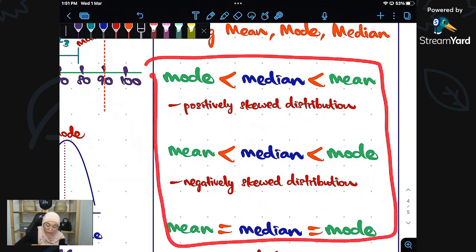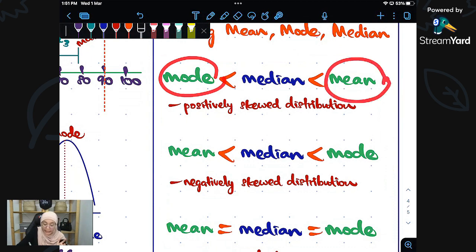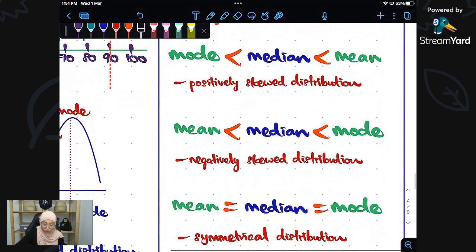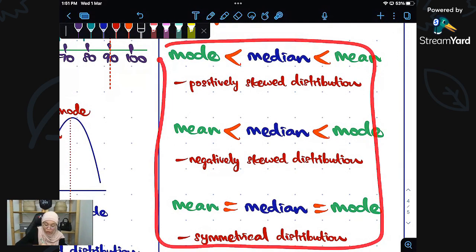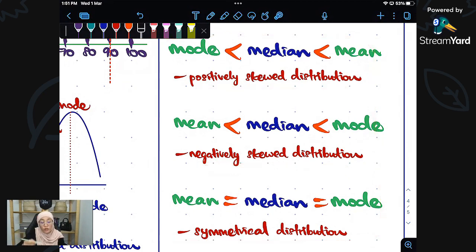I want you to discover it yourself. Whether you can see, is the mode bigger or lesser than the mean? You know that? So basically, these 3 categories here will help you to determine which skewness, which distribution it is.